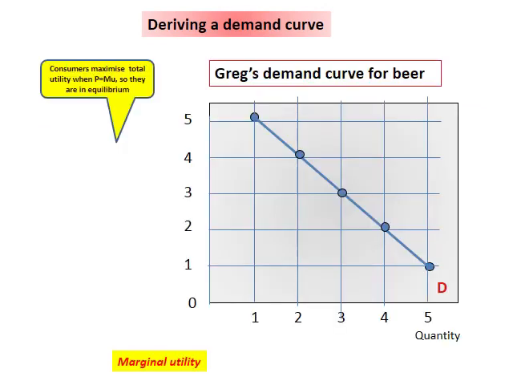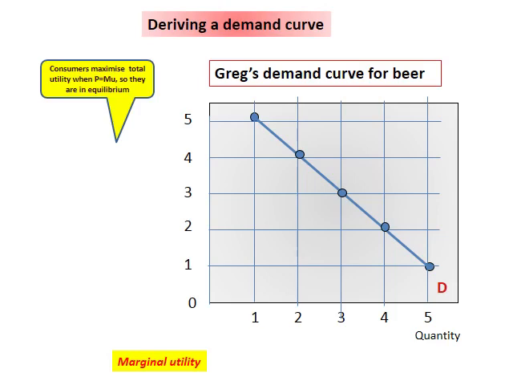So as you can see here, we've got Greg's demand curve for beer, and he is willing to buy up to 5 glasses of beer, but the only way he'll buy more beer, according to the demand curve that we can see of Greg, is if the price goes down. So if the price goes from 5 to 4, he'll buy 2 glasses of beer. 4 to 3, he'll buy 3 glasses. 3 to 2, he'll buy 4 glasses, etc.